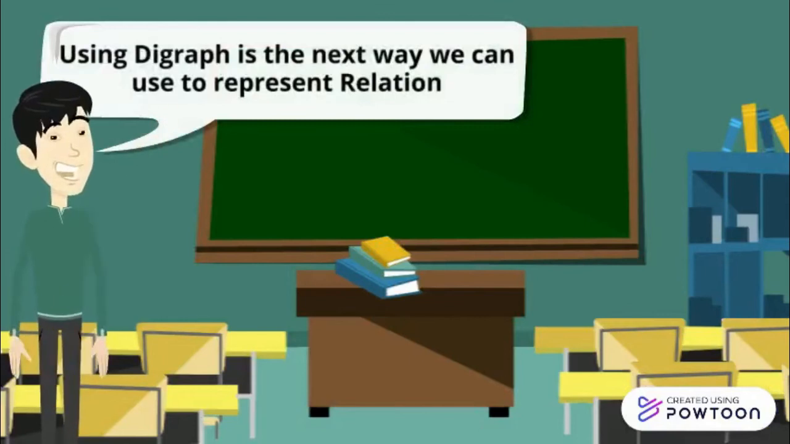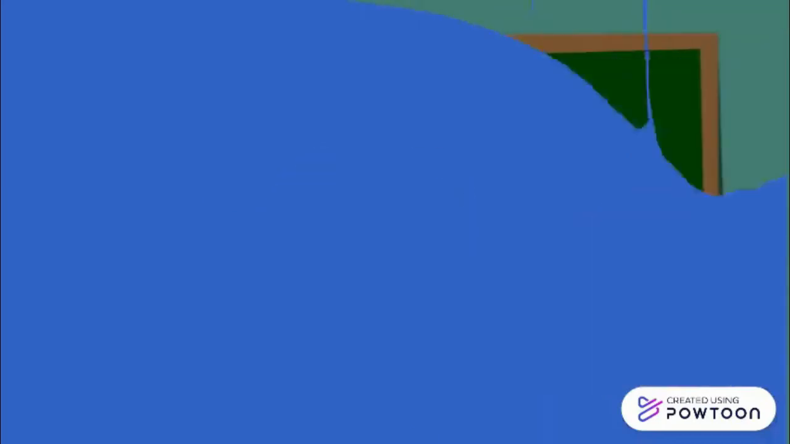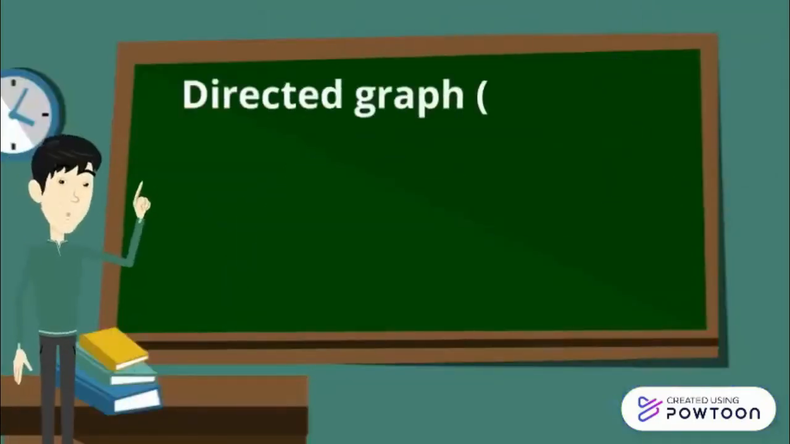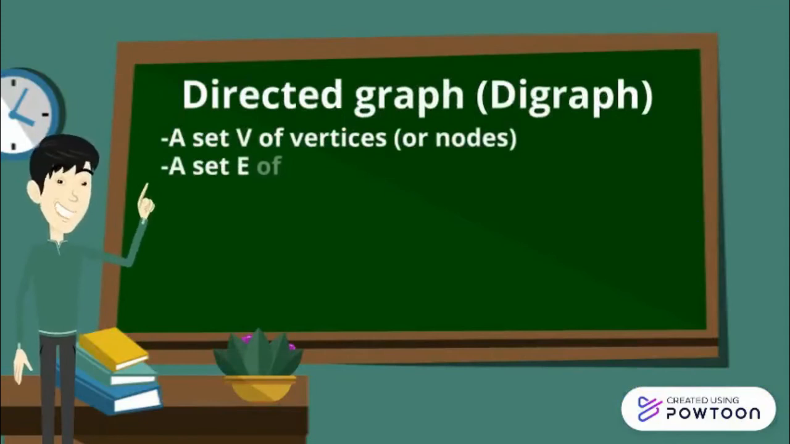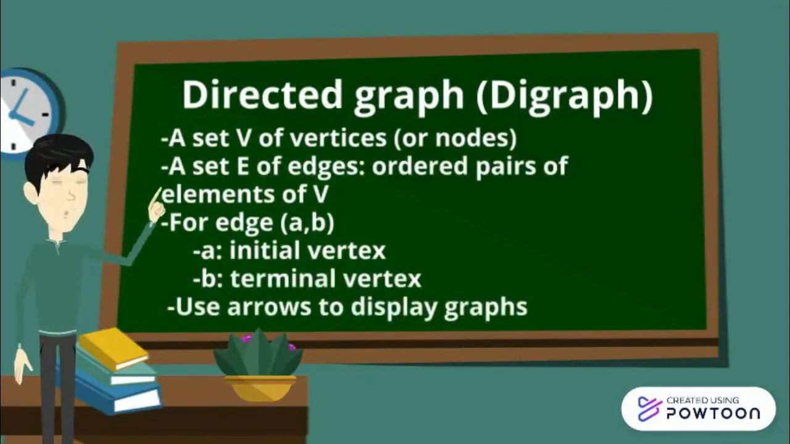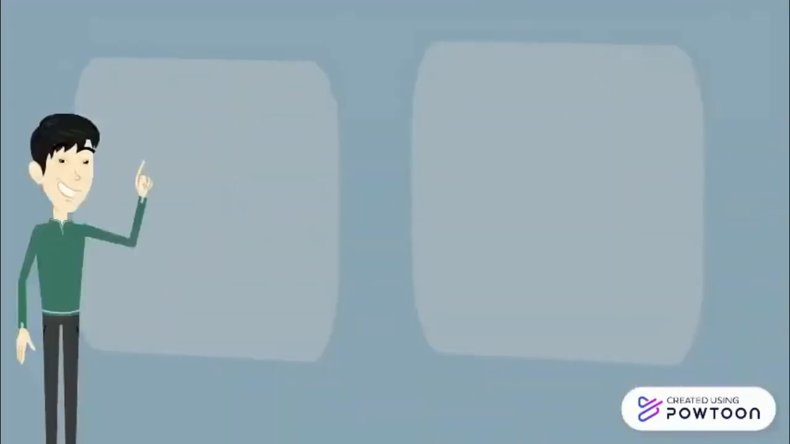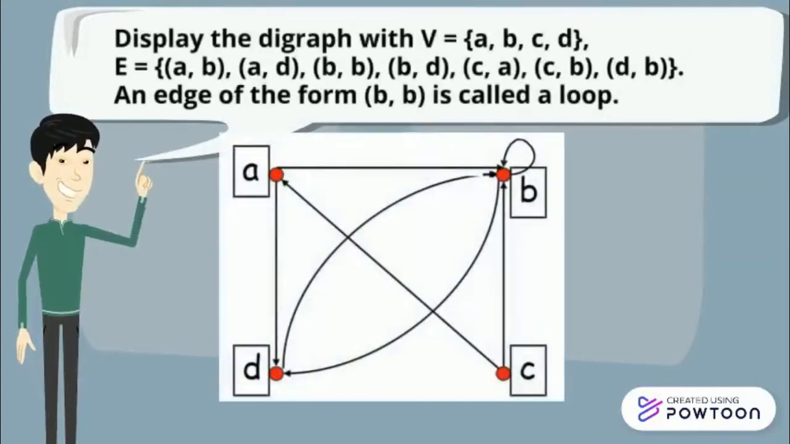Using diagram is the next way we can use to represent relation. Look at the board. Directed graph, or digraph, consists of a set V, which is vertices or nodes, a set E, which is edges, and for each edge it has two components which are initial vertex and terminal vertex. It also uses arrows to display from initial vertex to terminal vertex. This is the example. Display the digraph: A to B, A to D, B to B, B to D, C to A, C to B, D to B, and each of the form (b, b) is called a loop.